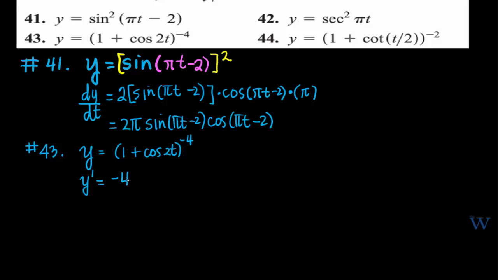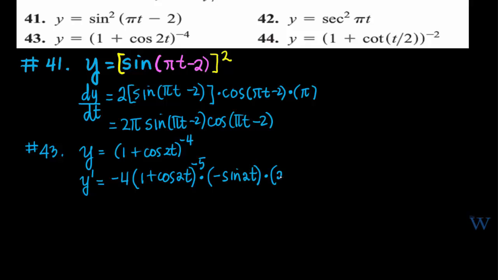So minus 4 times whatever was raised to the negative 4. Now minus 4 minus 1 is minus 5. And this is now 1 plus cosine of 2t. But we don't stop there, because so far we just took the derivative of the outside. Now we take the derivative of whatever was raised to the negative 4, and that's equal to 0 minus, so it's minus sine of 2t. And then we don't stop there, because sine has another function. It's not acting on just t but 2t, so we multiply by the derivative of the argument.